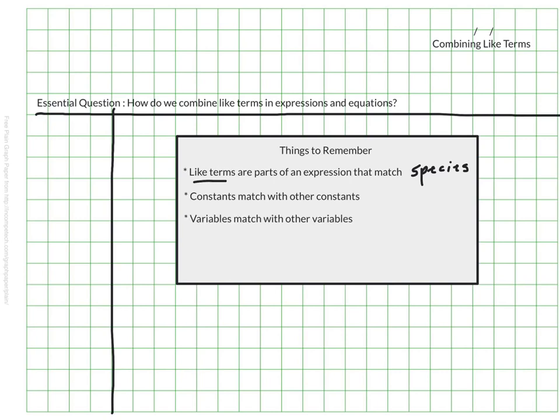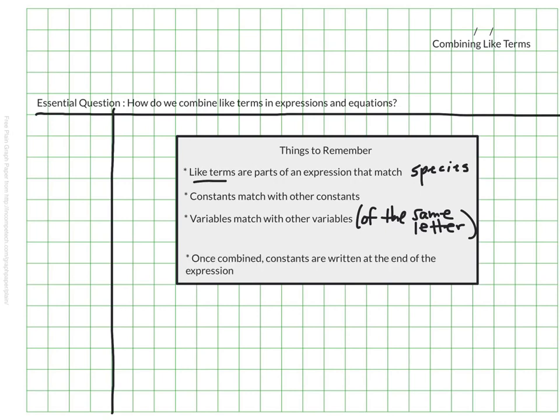Variables of the same letter match with each other. So anything that has the variable x can match with another x, or a y can match with a y. X cannot match with y. And finally, once you're done with combining all of the like terms, the standard format requires that constants are written at the end of the expression. So here are a few examples.